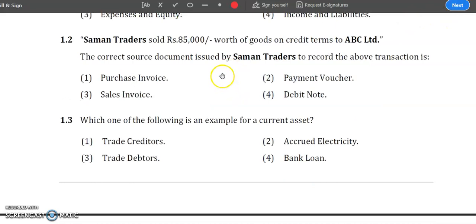Question number 1.2. Summon Traders sold 85,000 worth of goods on credit terms to ABC Limited. The correct source document issued by Summon Traders to record the above transaction is, definitely, Summon Traders are the sellers, so they will issue a sales invoice. So answer number 3 is the answer.